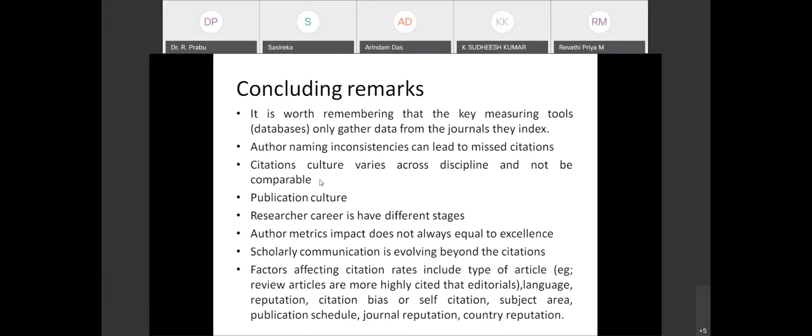So factors affecting the citation rates include the type of article. For example, review articles get more citations. And a lot of language reputation also, that's a problem. Citation bias is there. If you are working in a US based institution like Harvard University or Stanford University, your article will be recognized or get published in very good journals. Sometimes if you publish the same kind of work to the same journal, they may not accept it, because they look at the country reputation, the laboratory reputation, and the university reputation also.